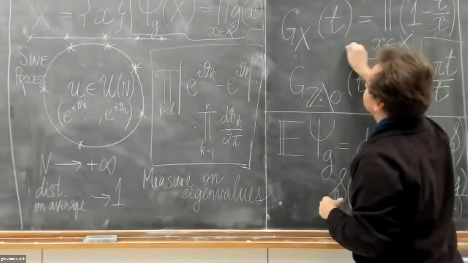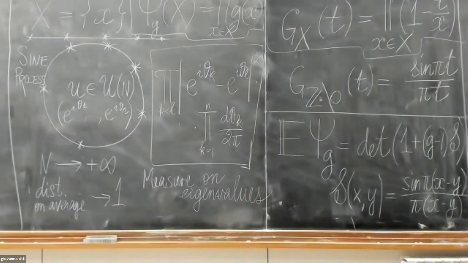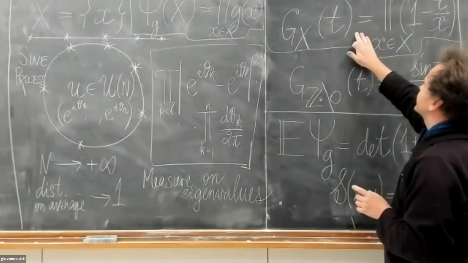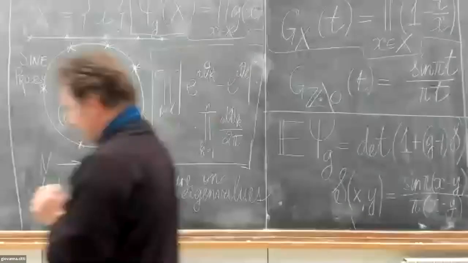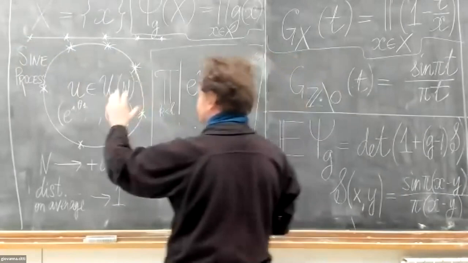this random entire function is nothing else but the scaling limit of characteristic polynomials of this sine process. So this is the scaling limit of characteristic polynomials of my random matrix. This object for the sine process is the limit of characteristic polynomials for my random matrix.